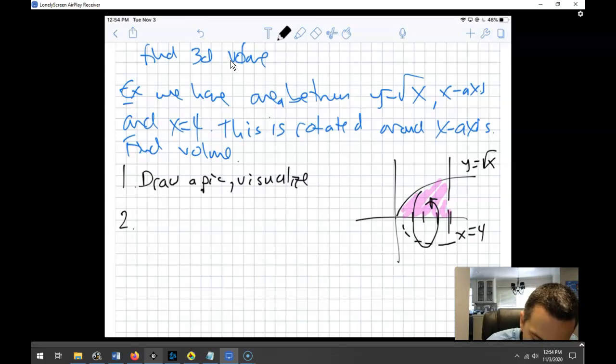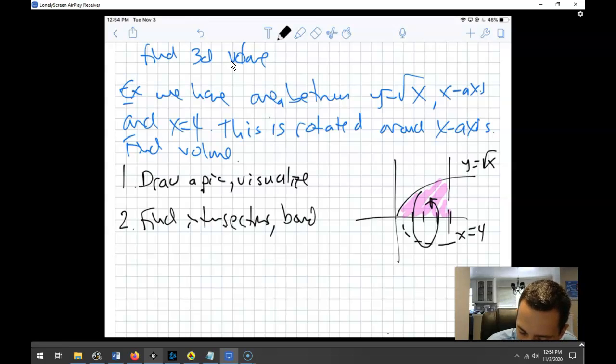Okay, the next thing we need to do is find the bounds. So if we have two curves, we need to find intersections, but otherwise we'll just go ahead and look at the bounds. Like in this case, obviously we're just going from x equals 0 to x equals 4. This is a pretty straightforward one. We're going there to there.